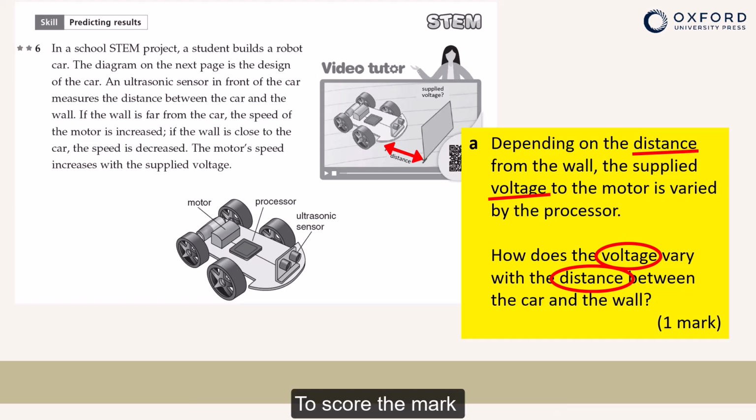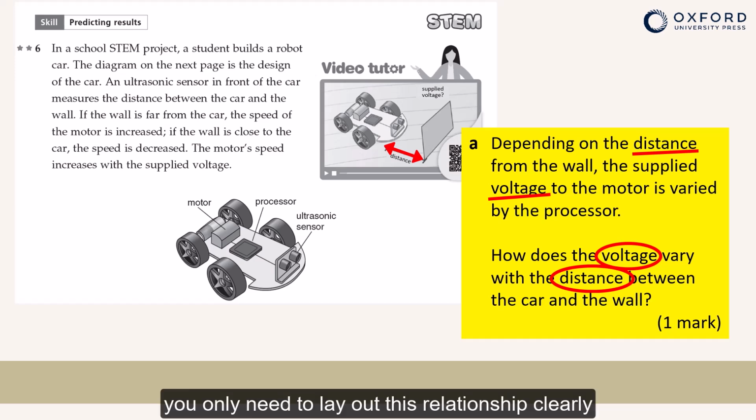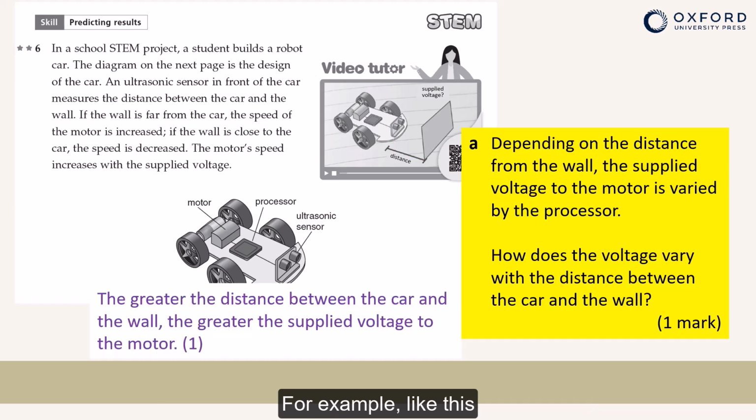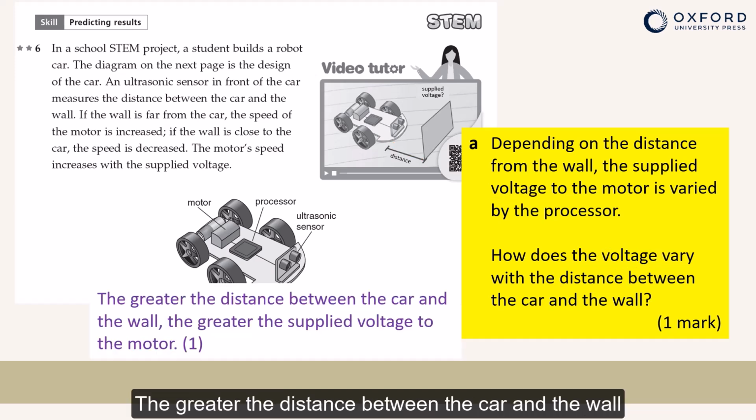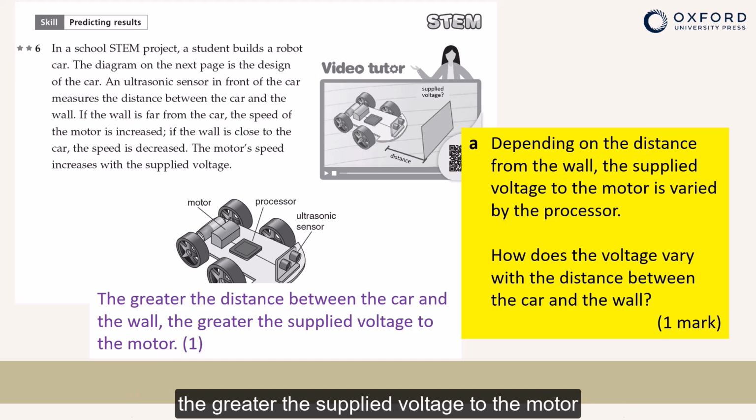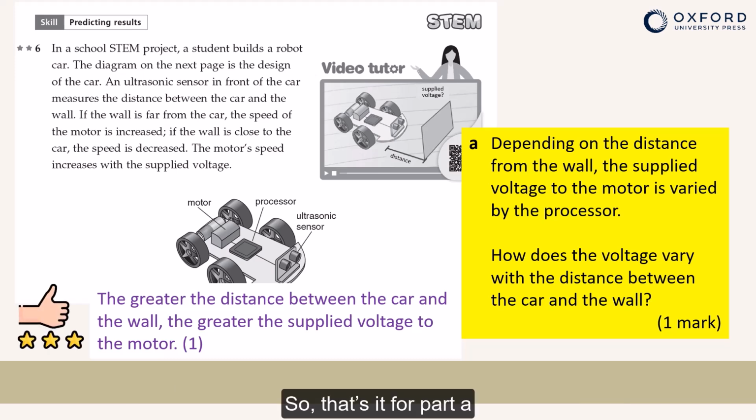To score the mark, you only need to lay out this relationship clearly. For example, like this. The greater the distance between the car and the wall, the greater the supplied voltage to the motor. So, that's it for Part A.